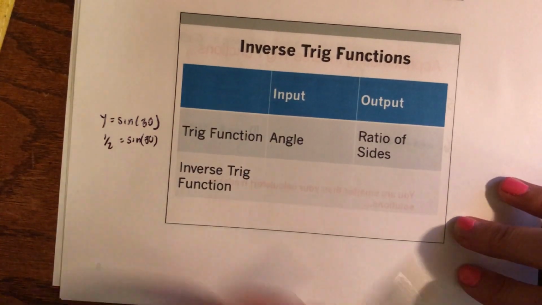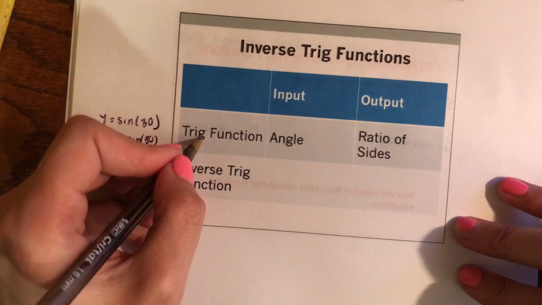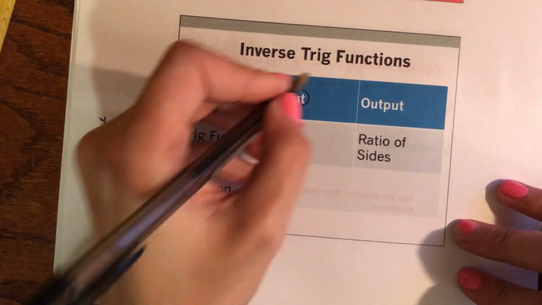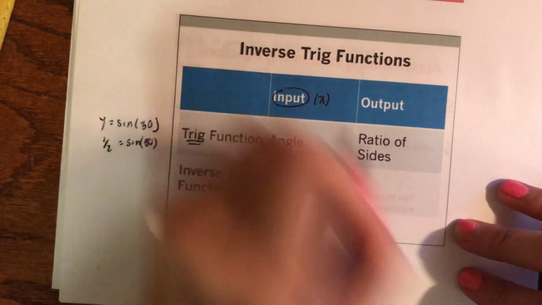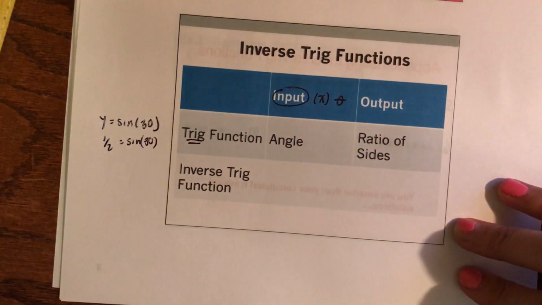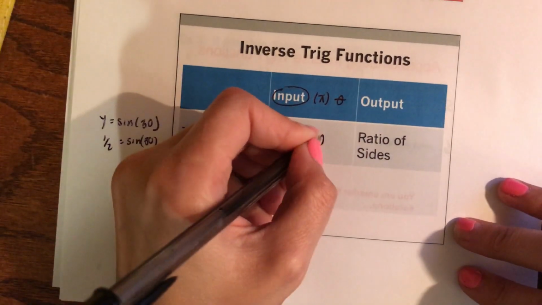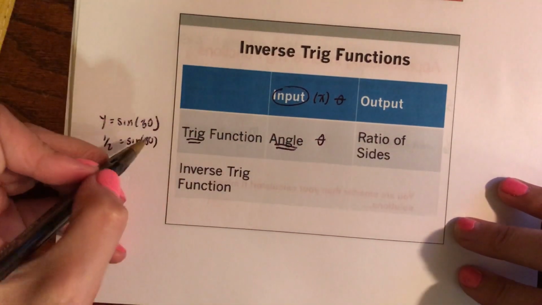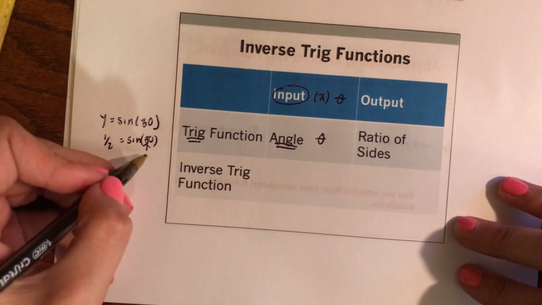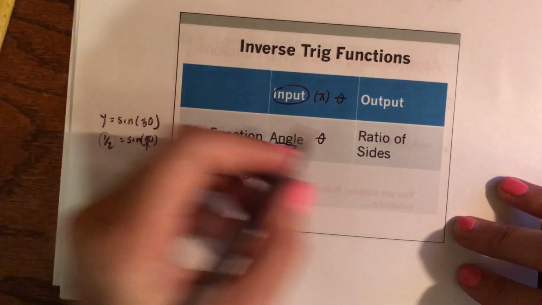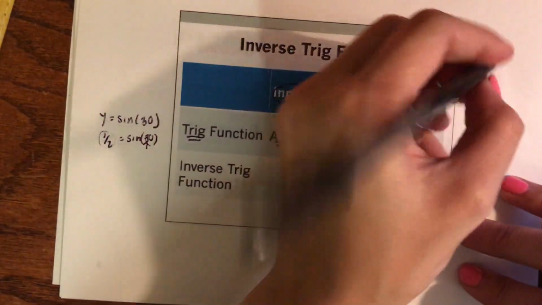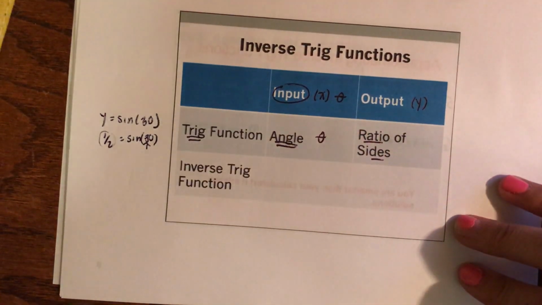And so just as a reminder, when we're dealing with regular trig functions, when you put in your x value, what you're putting into it, or your theta, we've been using theta, is an angle. When you put something inside of a regular trig function, it's an angle. And what comes out of it is a ratio of sides. This is your output. This is like your y. This is a ratio of sides.